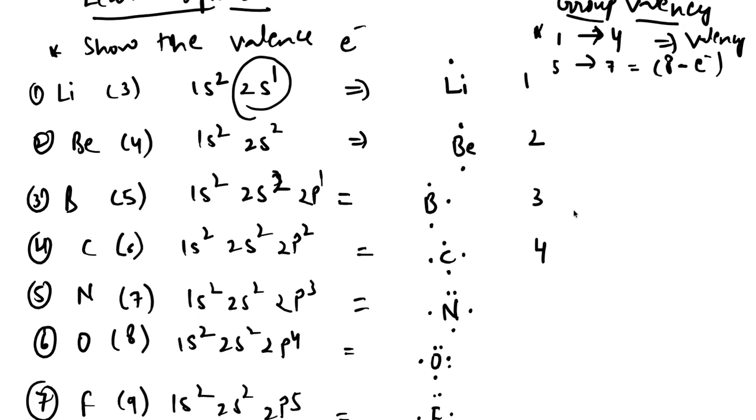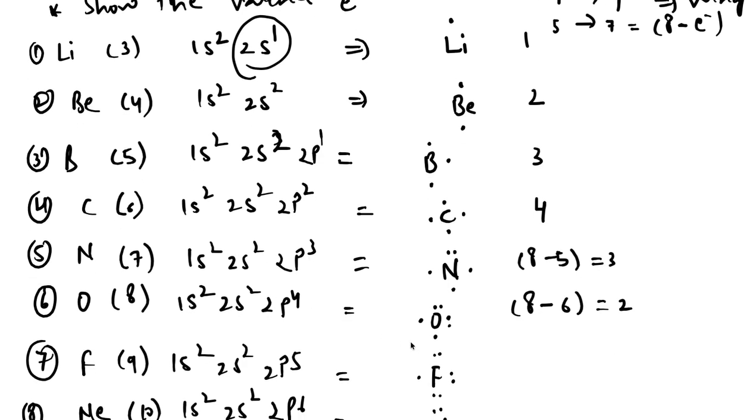But afterwards, if you have 5, 6 or 7 outermost electrons, in that case the valency will be 8 minus the number of electrons in the outermost shell. In this particular case we have 5 electrons, right? So its valency will be 8 minus 5, that is 3. Similarly, oxygen has 6 electrons, so its valency will be 8 minus 6, that is 2. Fluorine has 7 electrons, so it will be 8 minus 7, which equals 1.